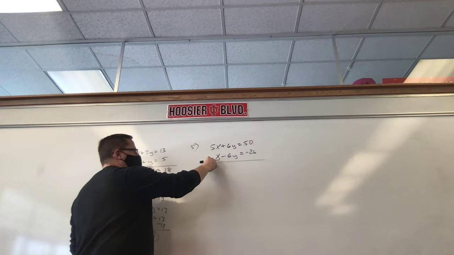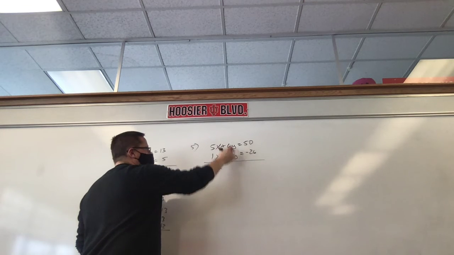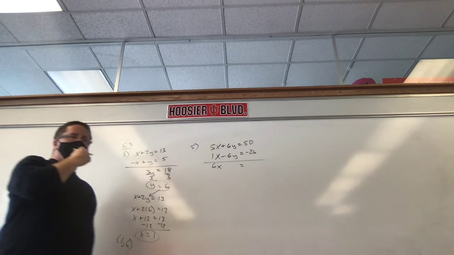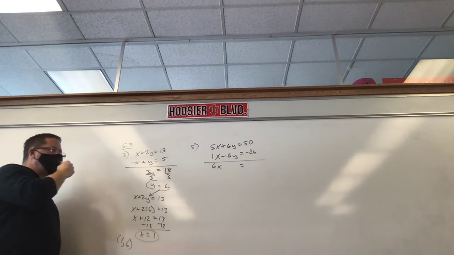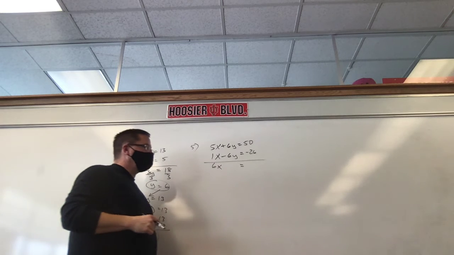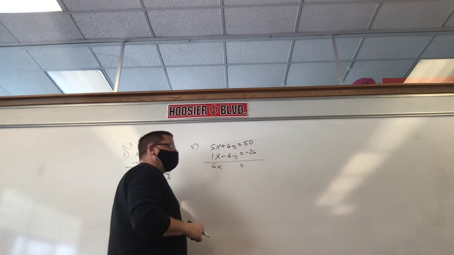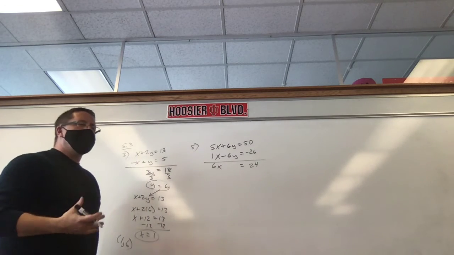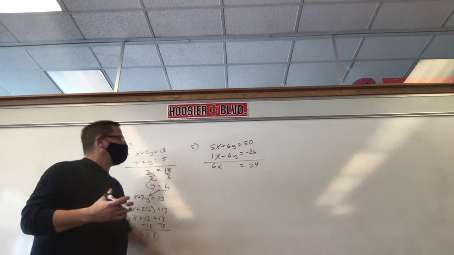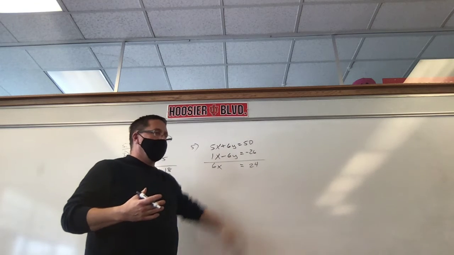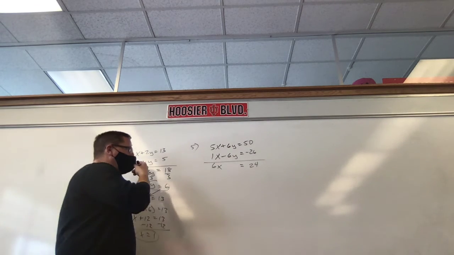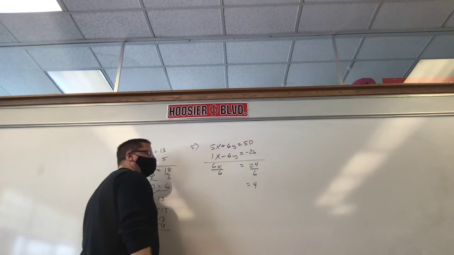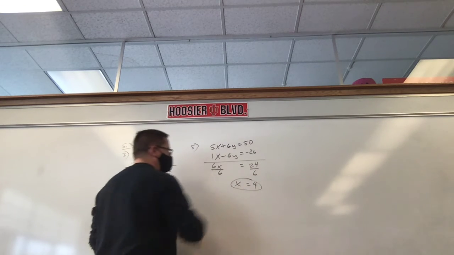5x plus x, what number is right here? There's a 1 there. 6x. How many y's are we going to write down? 0. Equals 24. How'd you get that? 50 plus negative 26. Good. Is it wrong to say minus 26? No, but I want you to think. What I don't want is some people to add over here and subtract over there. Divide by 6. x equals 4.